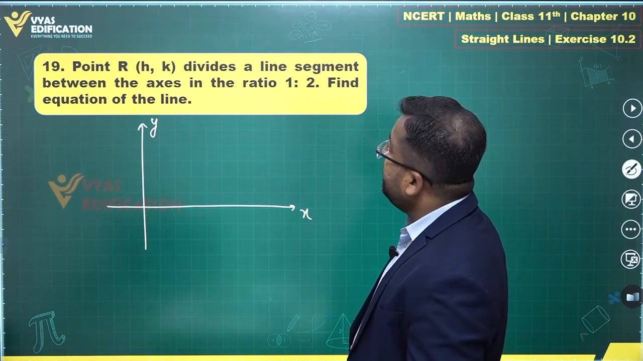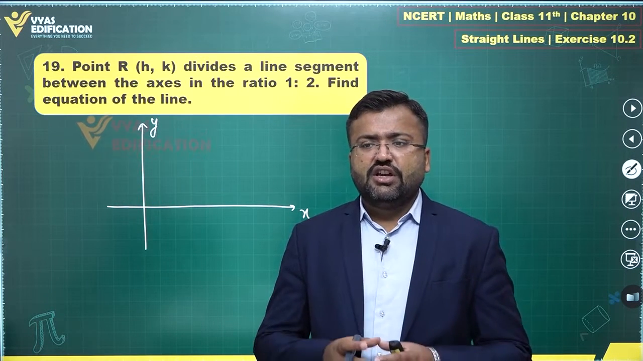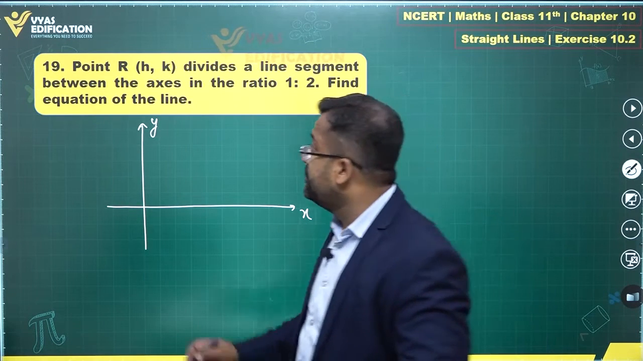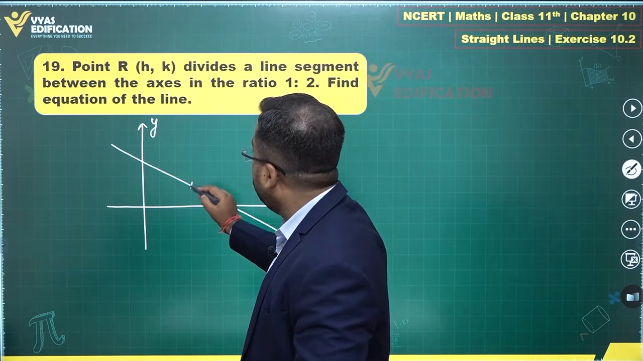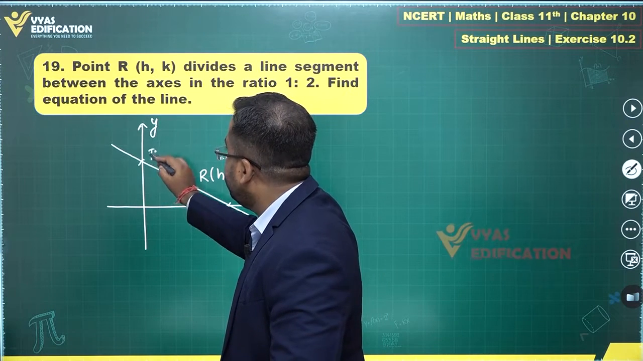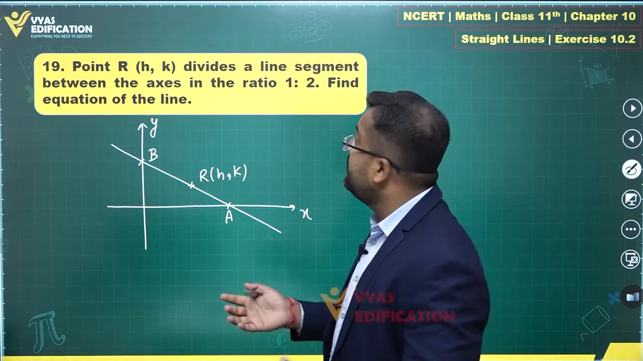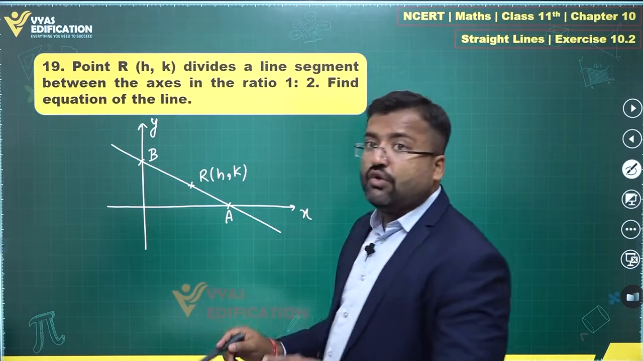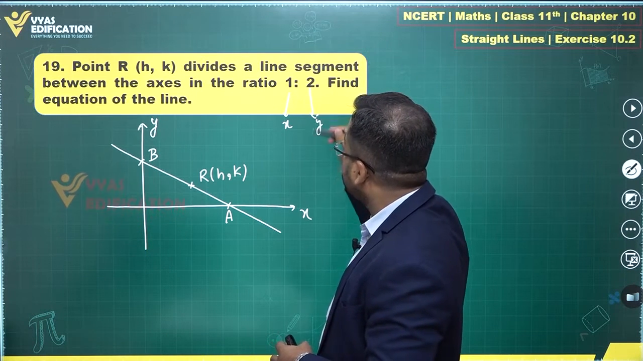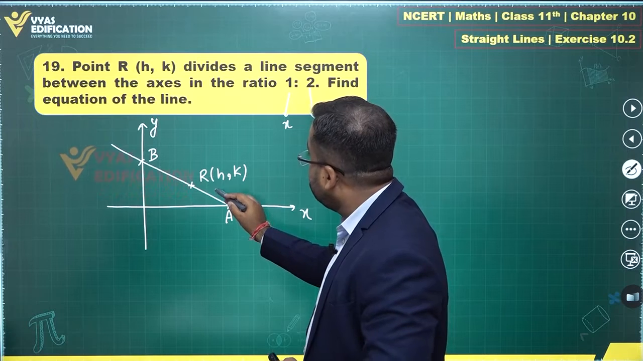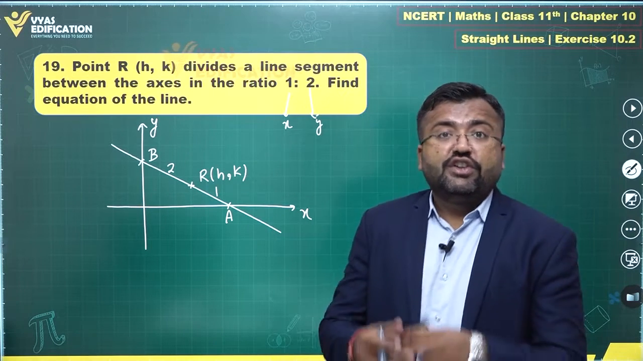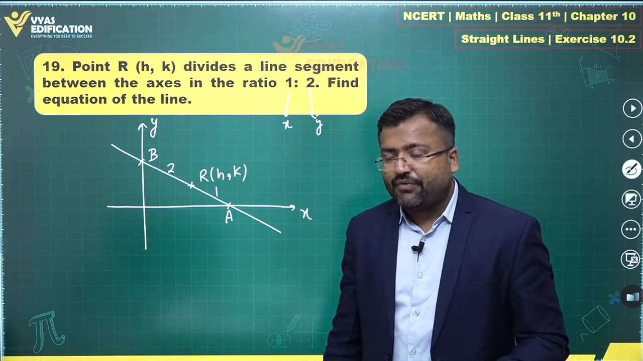Point R divides the line segment between the axes. When the person says between the axes, so between the x axis and y axis, the x axis comes first, right? So as convention, point R divides the line segment joining this A and B, the line segment between the axes, in the ratio 1:2. So what will you take? Will you take this as 1, this as 2? As convention, in 1:2, this 1 will be towards the x and this will be towards the y, because x comes first and y comes second. This is as per convention, right? Which convention? The NCERT people talk about that, right? Okay.